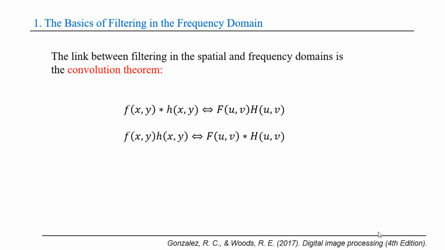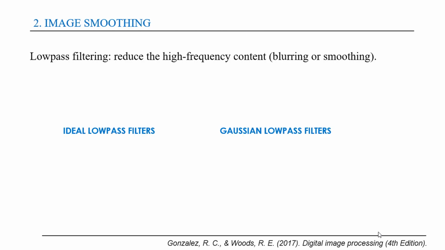The link between filtering in the spatial and frequency domains is the convolution theorem, where convolution in the spatial domain becomes product in the frequency domain, and vice versa. We get image smoothing by using low-pass filtering, which reduces the high frequencies. We will talk about two types, ideal low-pass filter and Gaussian low-pass filter.